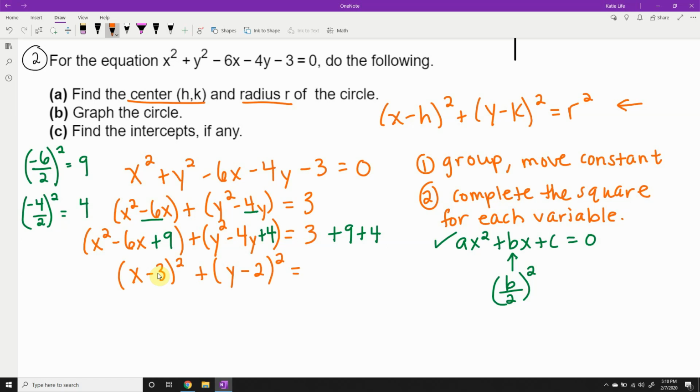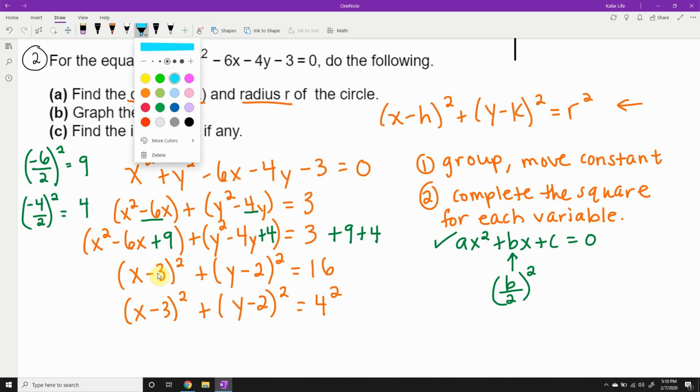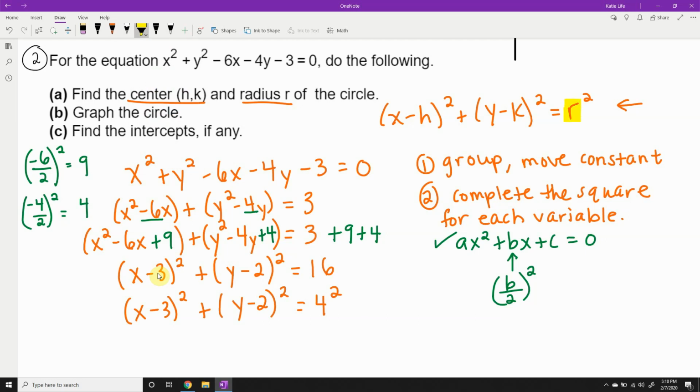Now, on the right-hand side, what do we have? We've got 9, 10, 11, 12, 13, 14, 15, 16. On the right-hand side, well, that's convenient because that is a perfect square of 4. So my equation of this circle in standard form is going to be x minus 3 quantity squared plus y minus 2 quantity squared equals 4 squared. And because it's written in this way, I can pick out all of these values that match the standard form. So for instance, on the right-hand side, I've got my r squared, so I know r must be 4. The radius is equal to 4.